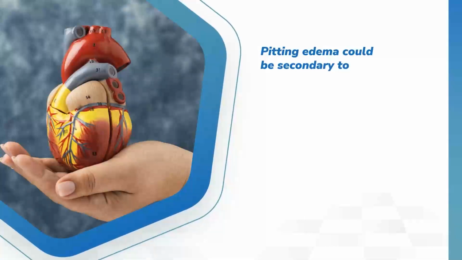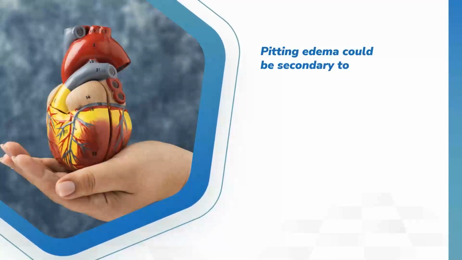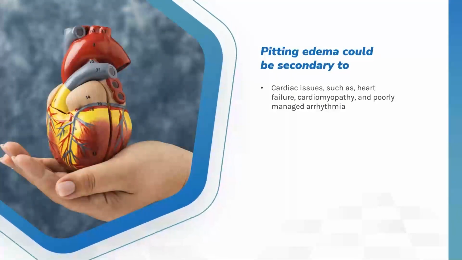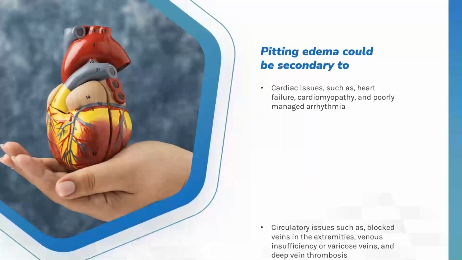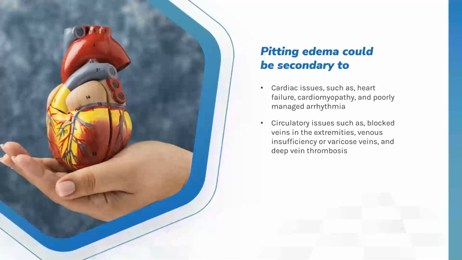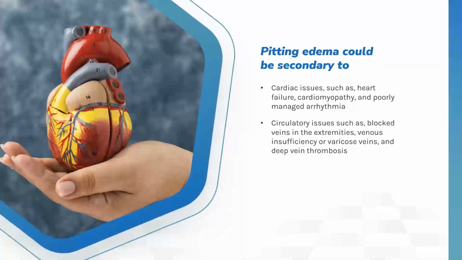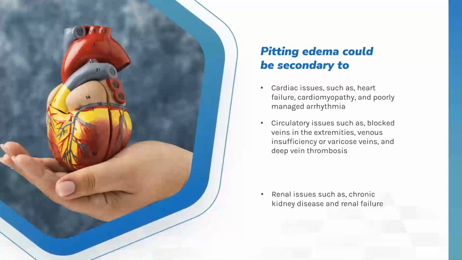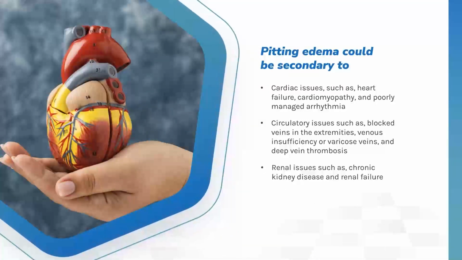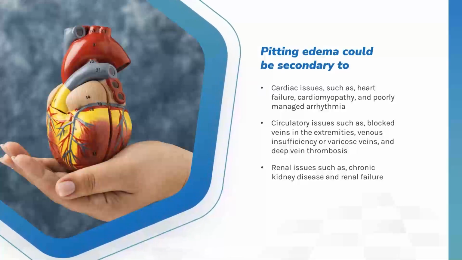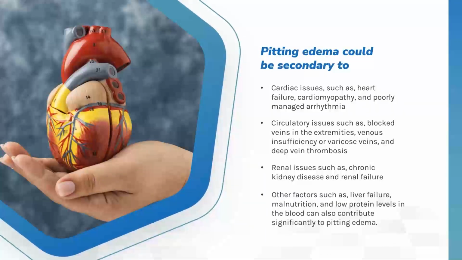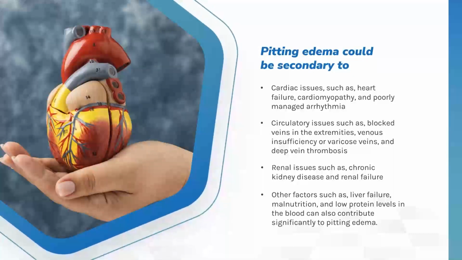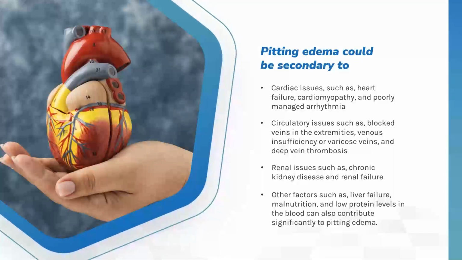Pitting edema could be secondary to cardiac issues such as heart failure, cardiomyopathy, and poorly managed arrhythmia. Circulatory issues such as blocked veins in the extremities, venous insufficiency or varicose veins, and deep vein thrombosis. Renal issues such as chronic kidney disease and renal failure. Other factors such as liver failure, malnutrition, and low protein levels in the blood can also contribute significantly to pitting edema.